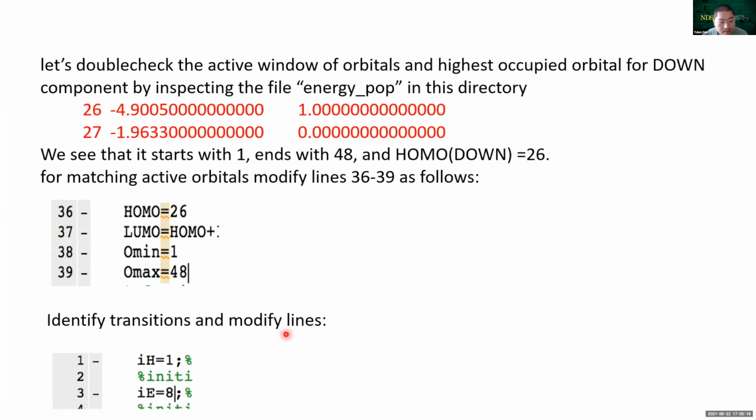The next step is to identify transitions and modify these lines. Typically we use bright transitions, which means when you do the calculation of the absorption spectrum, you have the oscillator strength file. So you just choose the transitions with high oscillator strength and use them as input for dynamics calculations. So here we have initial hole equal to 1 and initial electron equal to 8.